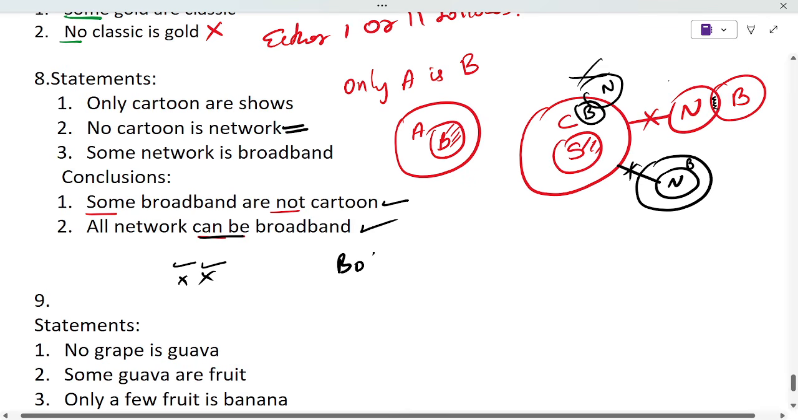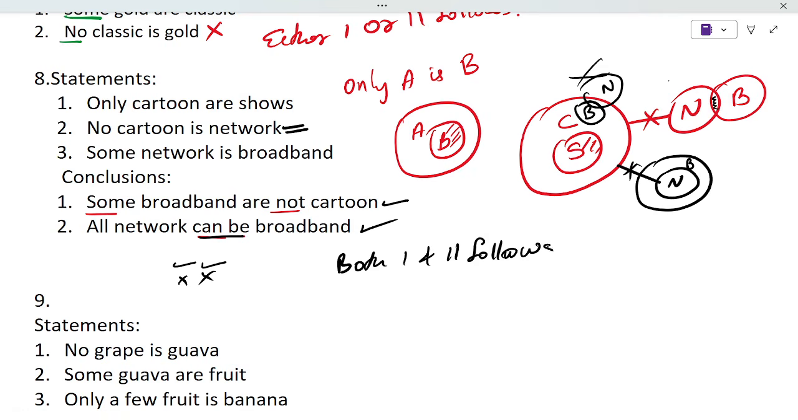So here both 1 and 2 follow. That's the answer. Neither 1 nor 2 is an option in the questions. But neither 1 nor 2 means when both the conclusions are wrong. If one conclusion is true, none follows is not the answer. But if both conclusions are false, then neither 1 nor 2 follows is the answer. That's it.